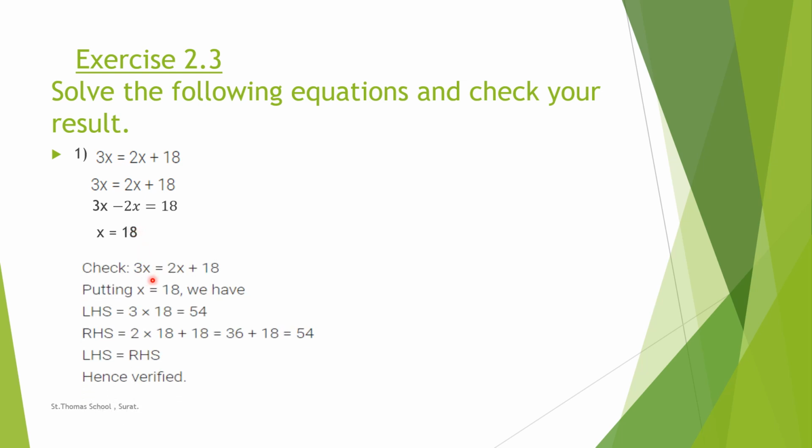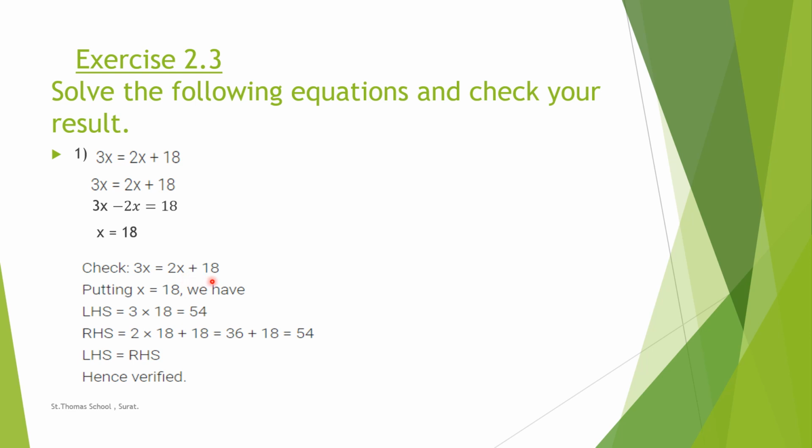So write the question. 3x is equal to 2x plus 18. We have to substitute the value of x is equal to 18. So LHS is equal to, what is LHS? Left hand side. So what is given here? 3x. So 3 multiplied by x means 18. 3 into 18, that is 18 3s are 54.